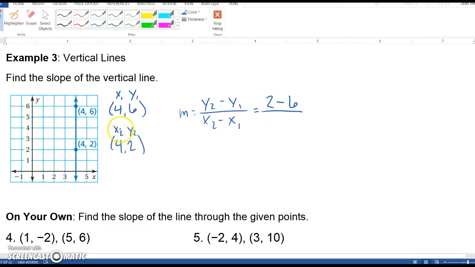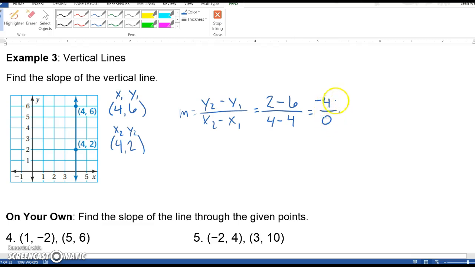Y sub 1 is 6. In the denominator, x sub 2 is 4 minus x sub 1 is 4. 2 minus 6 on top is -4. 4 minus 4 on the bottom is 0. You cannot divide by 0.